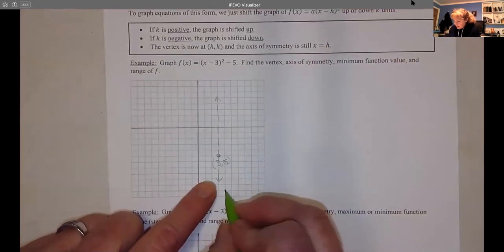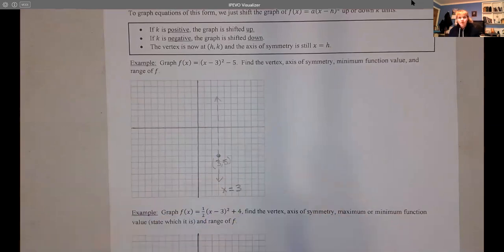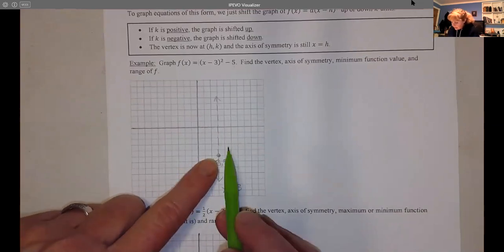And vertical lines have the equation x equals +3. You can just look at your vertex to see what that number will be. Okay, now minimum. Well, let's go ahead and graph it, and then we'll look at the minimum value, and we'll look at the range. So let's pick a point.